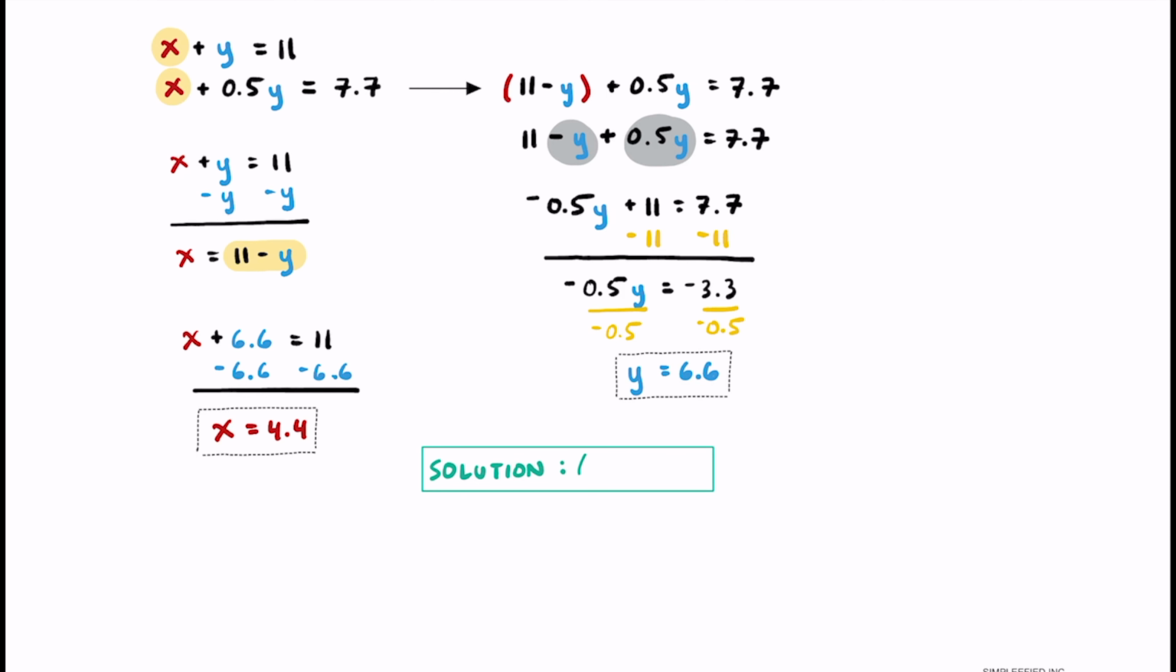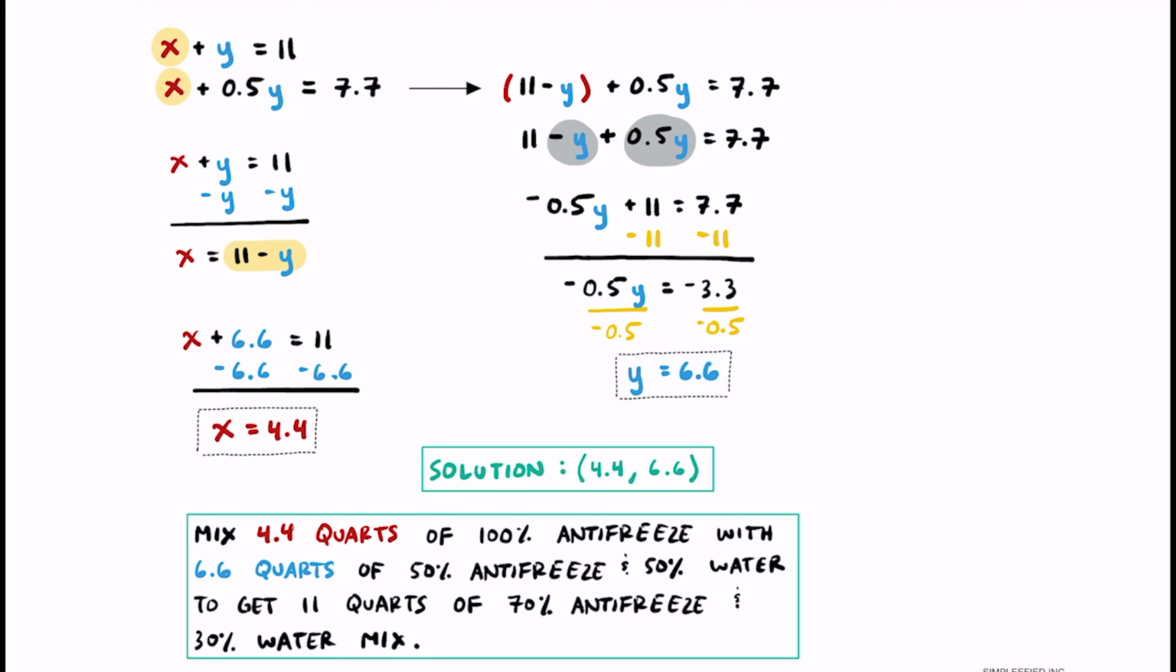So if we were to have graphed these two linear equations, we would have seen on a coordinate plane that they would have intersected at the point 4.4, 6.6. But you can see here that we solved it algebraically, and this would be the solution. However, for this particular problem, we now know that if you mix 4.4 quarts of that 100% antifreeze solution with 6.6 quarts of that 50% antifreeze and 50% water mixture, you will then get 11 total quarts of 70% antifreeze and 30% water mix, which is what we were looking for.